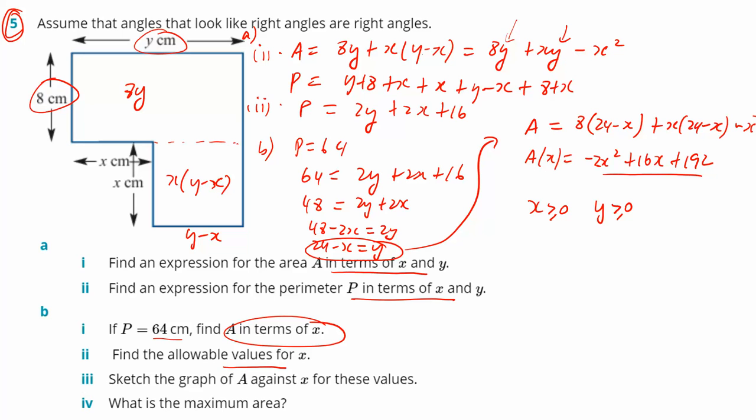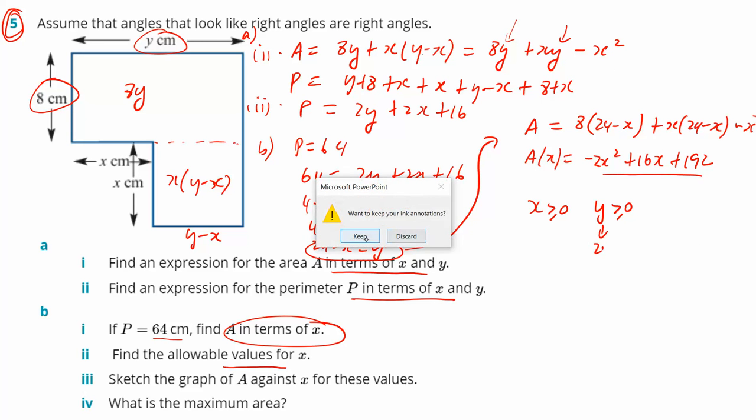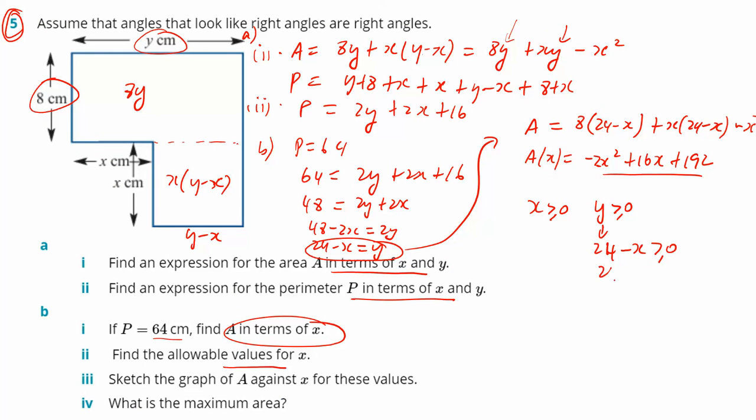Now, the other tricky part is in our formula, remember we've got y equals 24 minus x. So we know that 24 minus x is an equivalent expression for y. So 24 minus x has to be greater than or equal to 0 because that's what represents y. If I rearrange it, 24 is greater than or equal to x. So x is less than or equal to 24. x is also greater than 0.